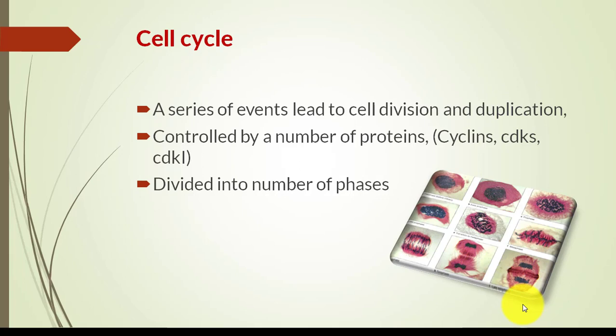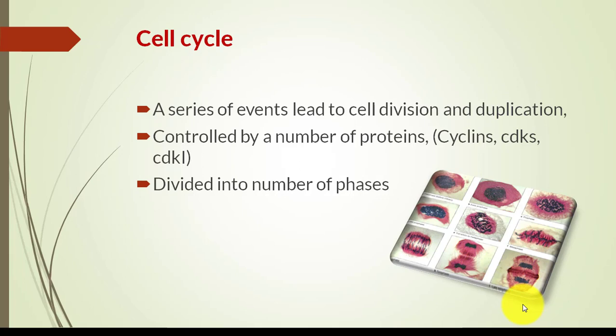So what is a cell cycle then? The cell cycle is a series of events that are tightly controlled, and they lead to cell division and duplication of a cell. A series of events lead to cellular division and duplication, and they are under the tight control of a number of proteins called cyclins, cyclin-dependent kinases, and cyclin-dependent kinase inhibitors. These series of events are divided into a number of phases.